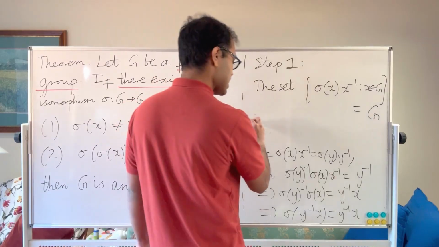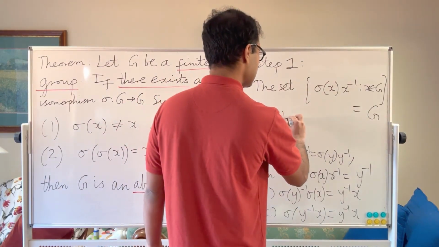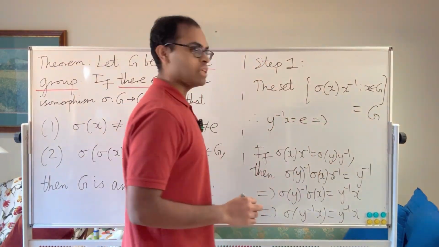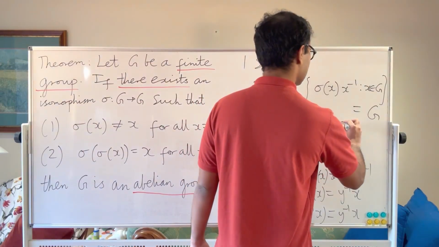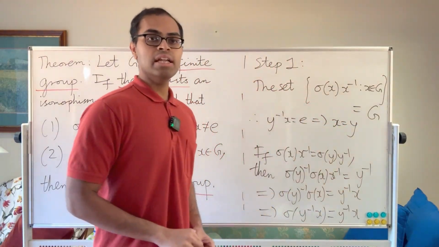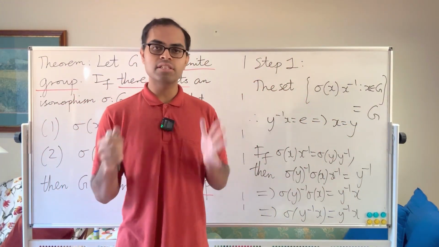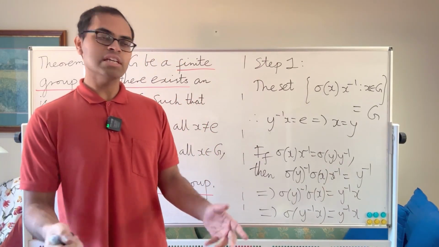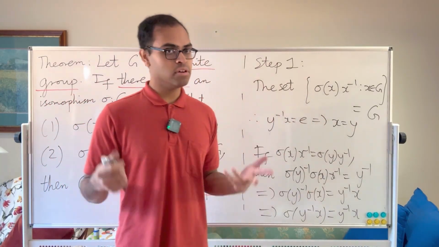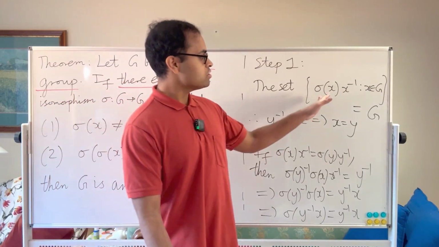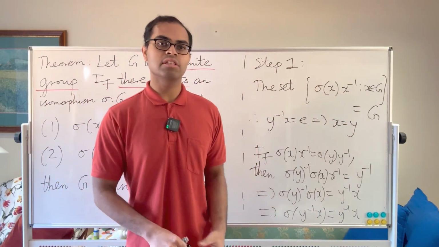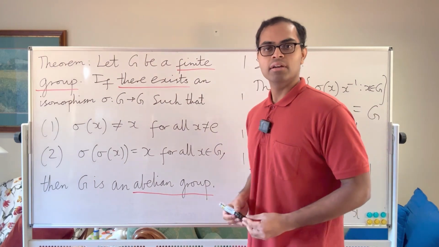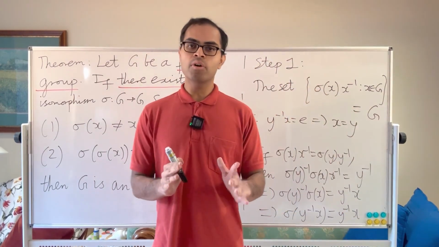Therefore y inverse x is the identity, which means that multiplying on the left by y, x is equal to y. So what we've concluded is that the function mapping x to sigma of x, x inverse is a one-to-one function from G to G. Because G is finite, it has to be bijective, in other words surjective, and so we have this set equality using the finiteness of G. That's step 1. Now I'm going to do step 2 using step 1.